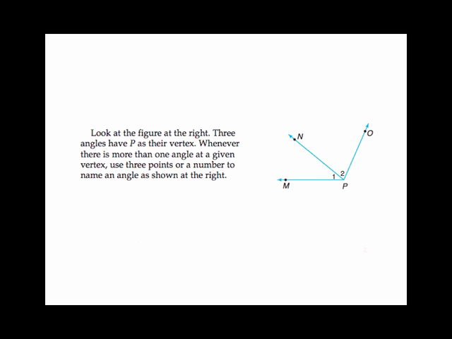Now look at the figure at the right. 3 angles have the point P as their vertex. Whenever there is more than one angle at a given vertex, we have to use 3 points or a number to name an angle as shown at the right. We cannot simply name any of these angles by the vertex P.